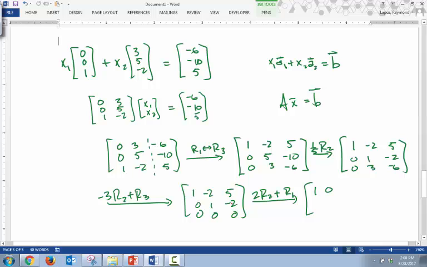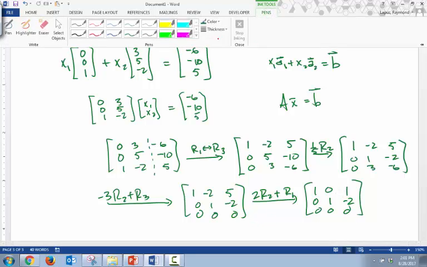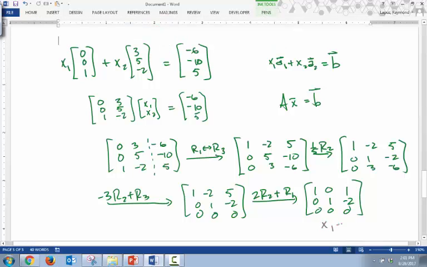And this is going to be 1. And this is going to be -2. Right? So we have the solutions that we got, which is x1 is equal to 1, x2 is equal to -2. And that's what we got.